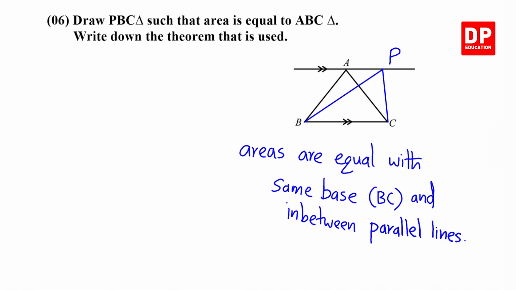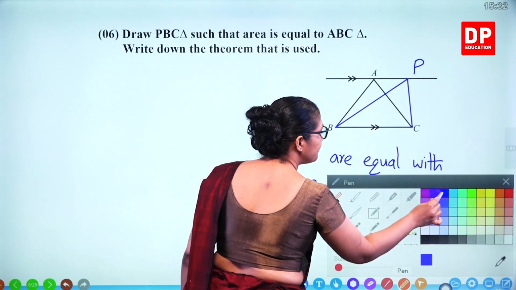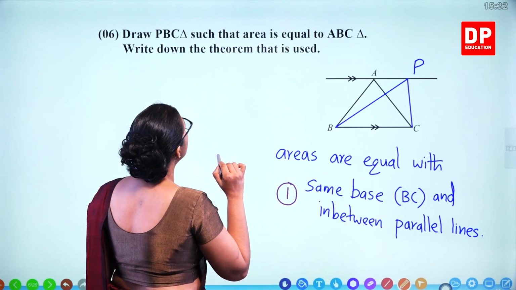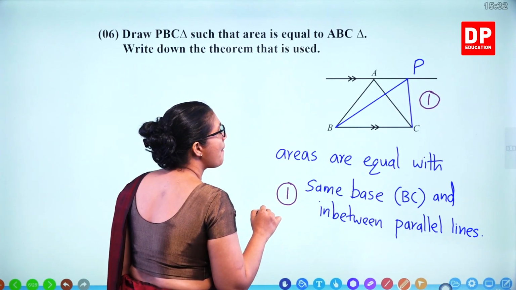In between parallel lines, this area is the same as this. So you get 1 mark for writing down the theorem and 1 mark for drawing the triangle PBC.